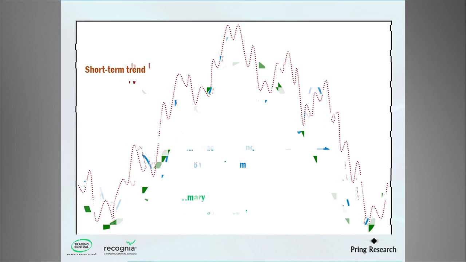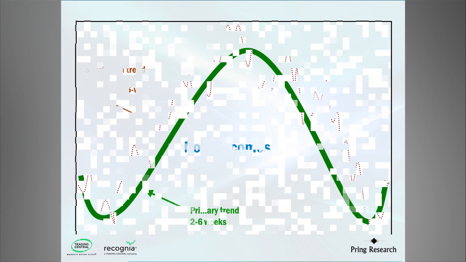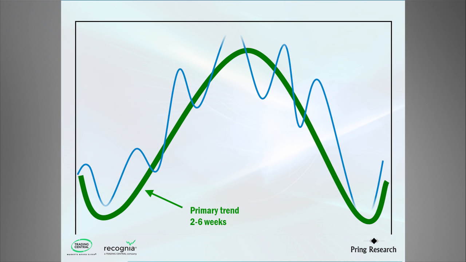In this case, the short-term trend in the daily charts becomes the long-term trend in the intraday charts, like this. The intermediate trend lasts 3 to 12 days, and the short-term 4 to 12 hours.